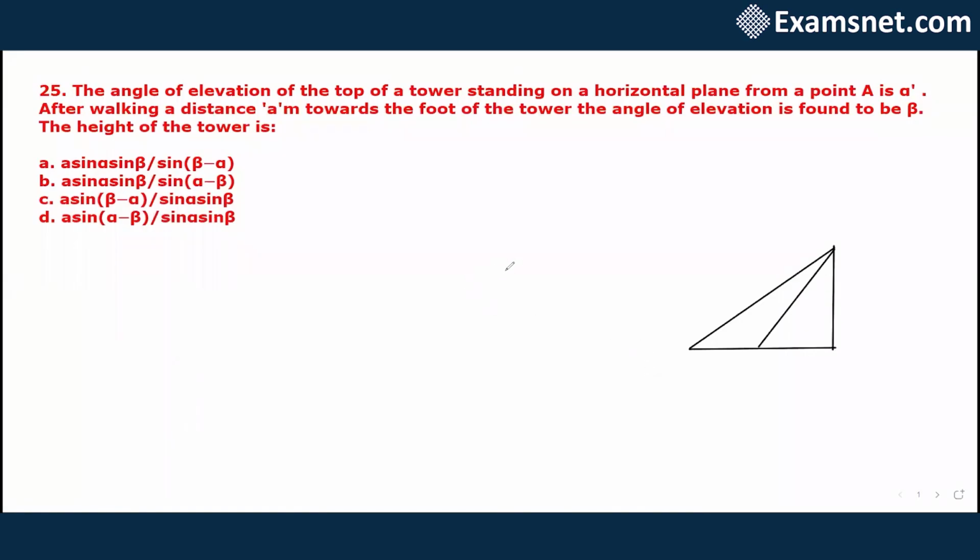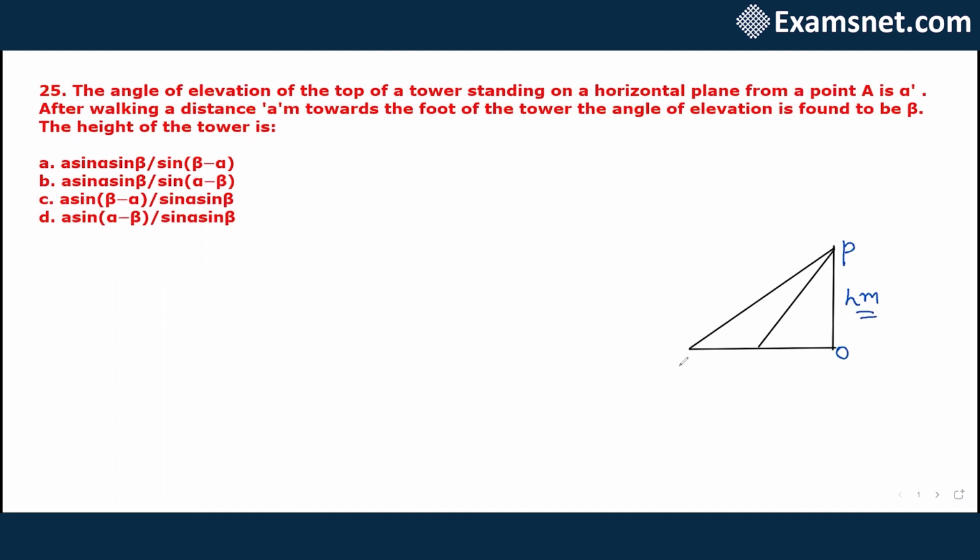Question number 25 states that the angle of elevation of the top of a tower standing on a horizontal plane from a point A is alpha. After walking a distance a meter towards the foot of the tower, the angle of elevation is found to be beta. The height of the tower is, four options are given. Look, let's say OP is the height of the tower, which is H meter. We can assume that height.